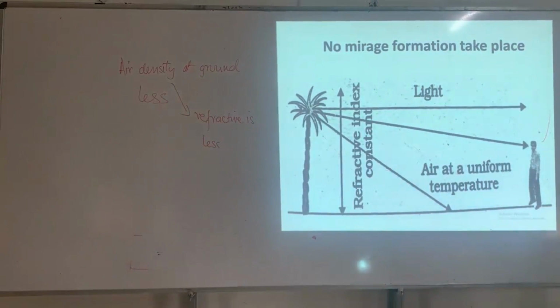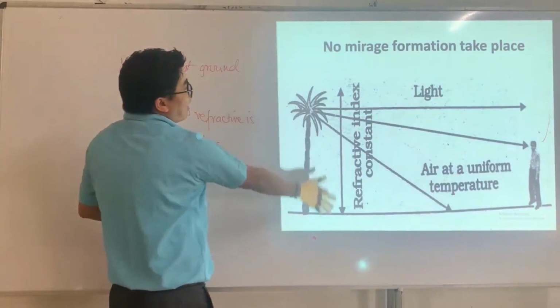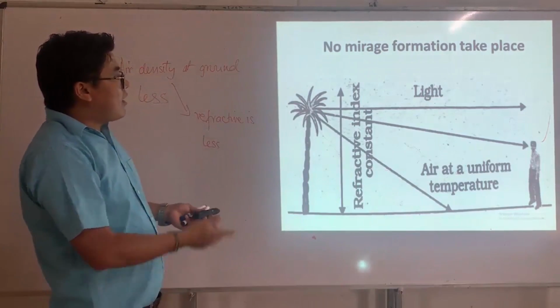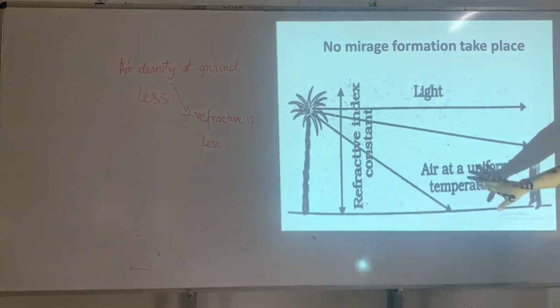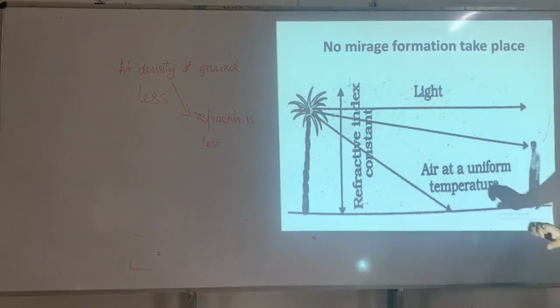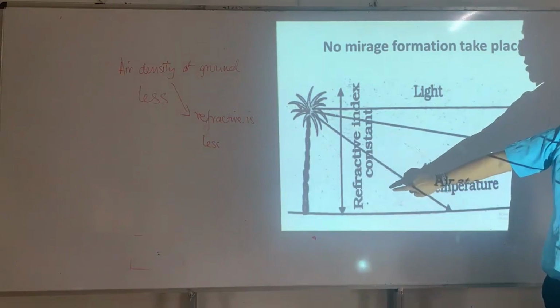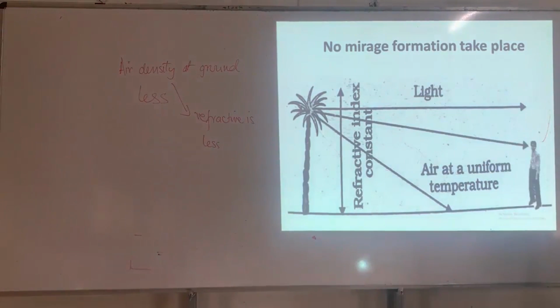This is normal conditions, where there is no mirage formation. So light travels straight. Why? Because the air density remains almost uniform all along the atmosphere. So here at a uniform temperature, there is a constant refractive index, and the air density also remains constant. You can write here: air density remains constant, then the refractive index remains constant, the temperature remains uniform all along the atmosphere, and no total internal reflection takes place.